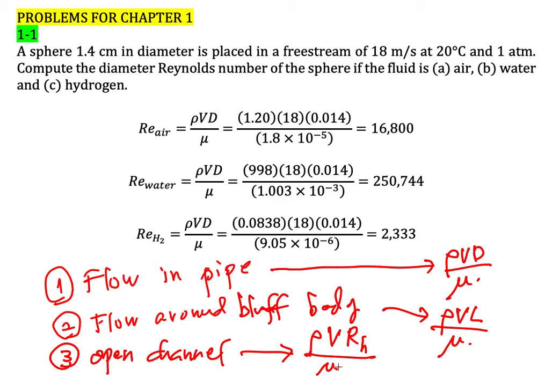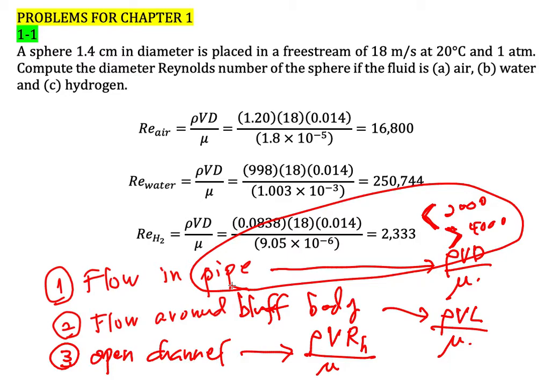And then about the limits, Reynolds number shows you the idea of laminar and turbulent. So for flow in pipe, there is 2000 and 4000. If the Reynolds number is less than 2000, it is laminar. If the Reynolds number is more than 4000, it is turbulent. So this is for flow in pipe.